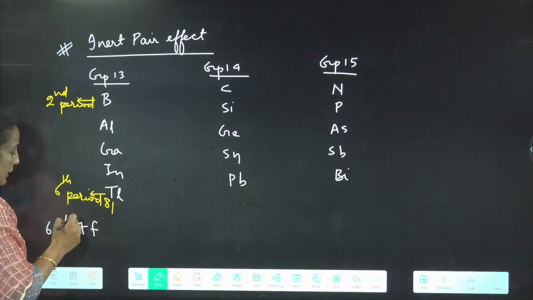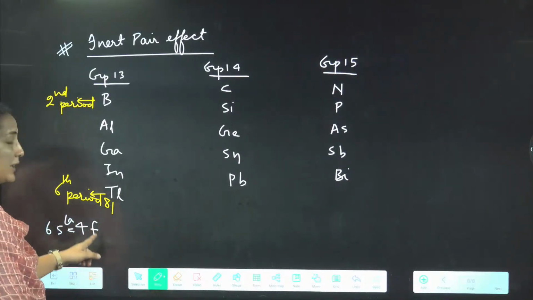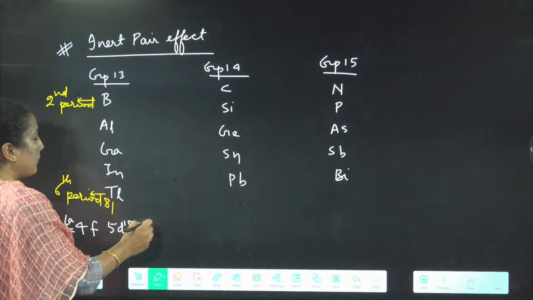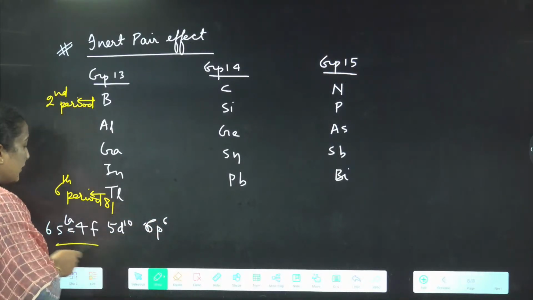You remember lanthanum. Lanthanum will be 5d1, and after that cerium to lutetium. So 14 electrons are getting filled up there. And then you'll be having 5d10 complete, and then you are having 6p6, right? So we are interested in this, right?